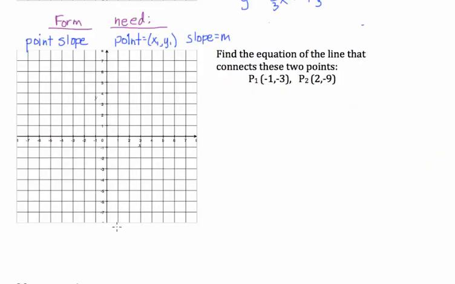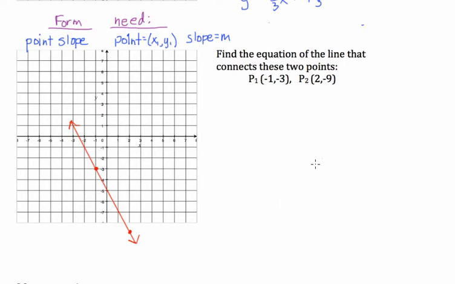Find the equation of the line that connects these 2 points. -1, -3, it's right there. And 2, -9. Oh, it's off our graph. So that's our line. We are going to find the equation of this line.